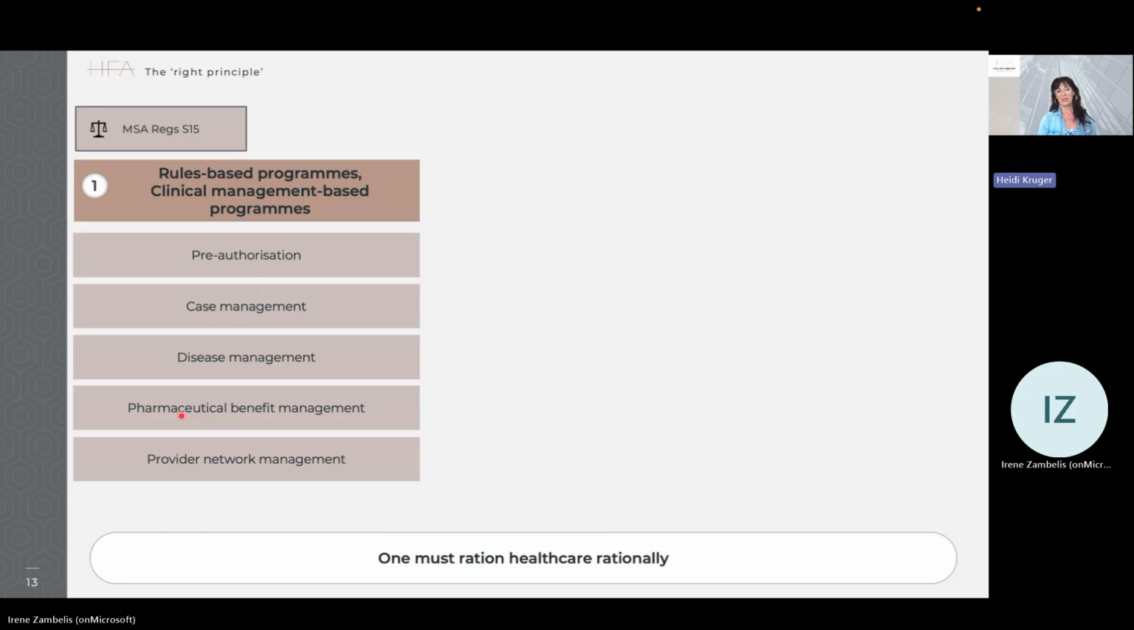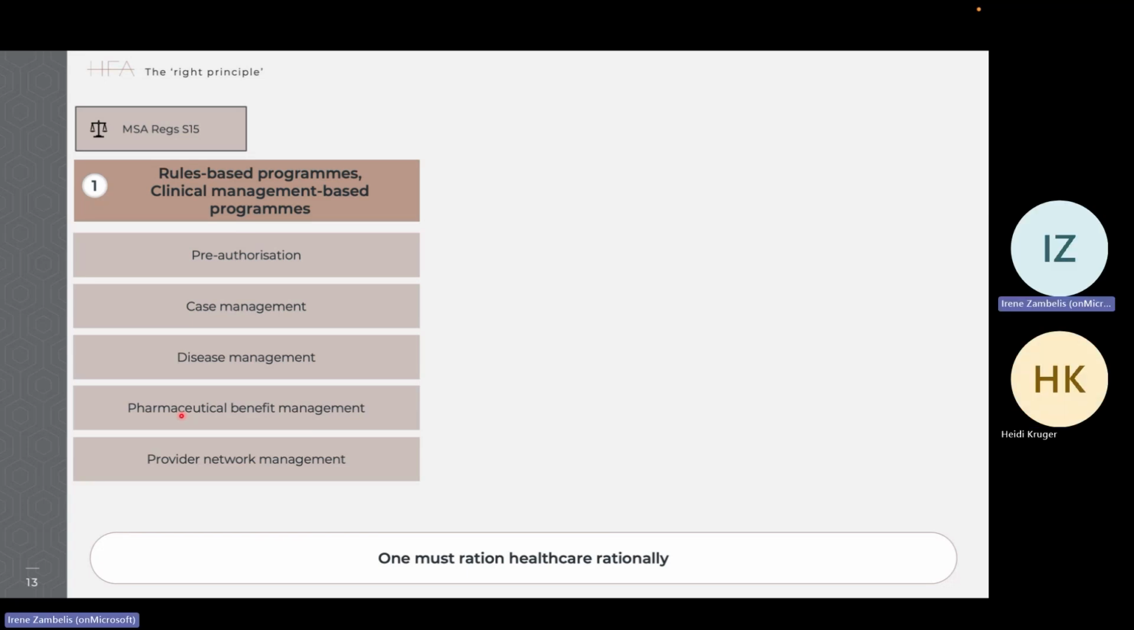Thanks, Irene. But of course, managed care relies on a number of practical tools and programs. Can you give us some examples of the different rules and clinical management-based programs? And maybe talk about the importance of evidence-based medicine in all of this.